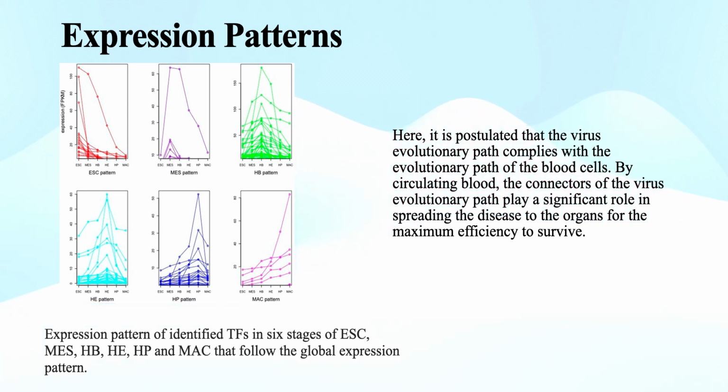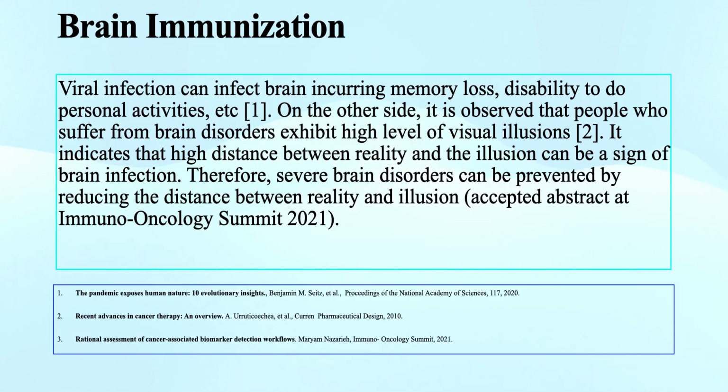And at this point, it is postulated that the virus evolutionary path complies with the evolutionary path of the blood cells, and by circulating blood, the connectors of the virus evolutionary path play a significant role in spreading the disease to the organs for the maximum efficiency to survive.